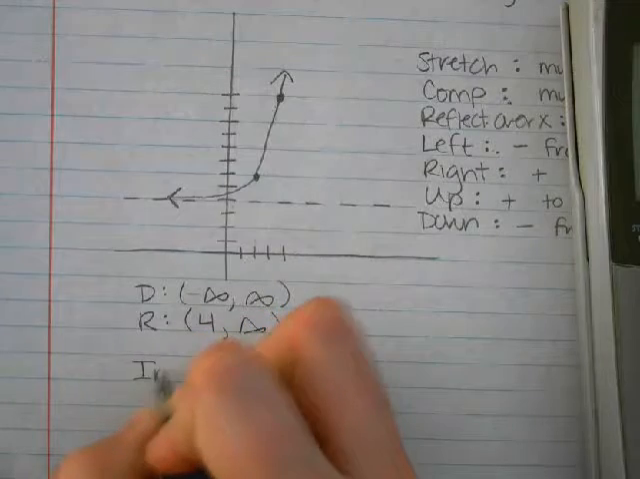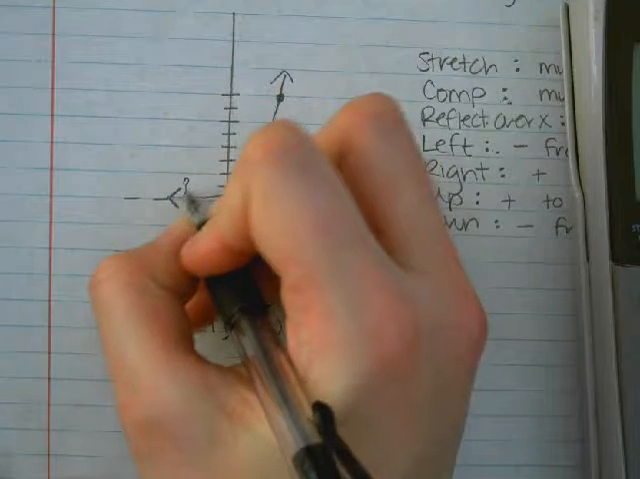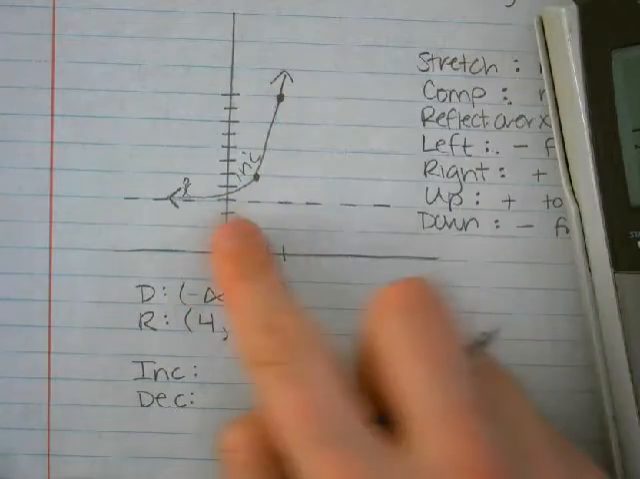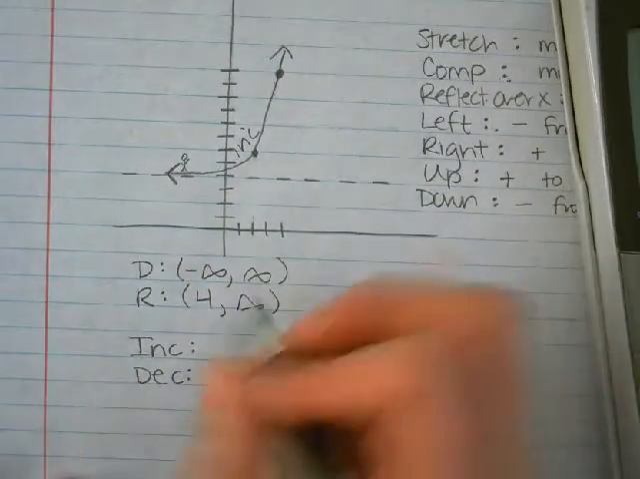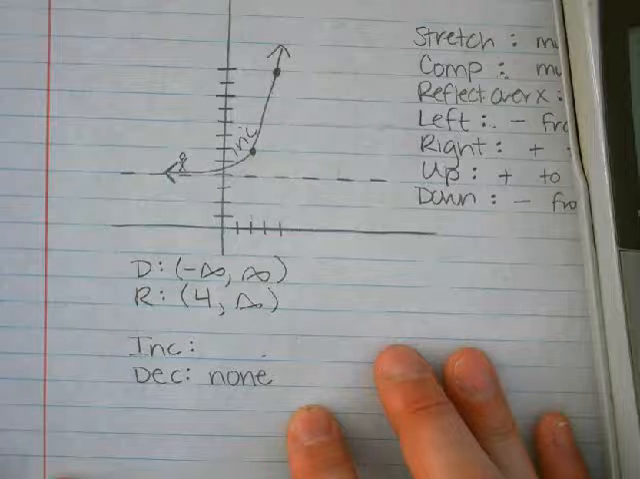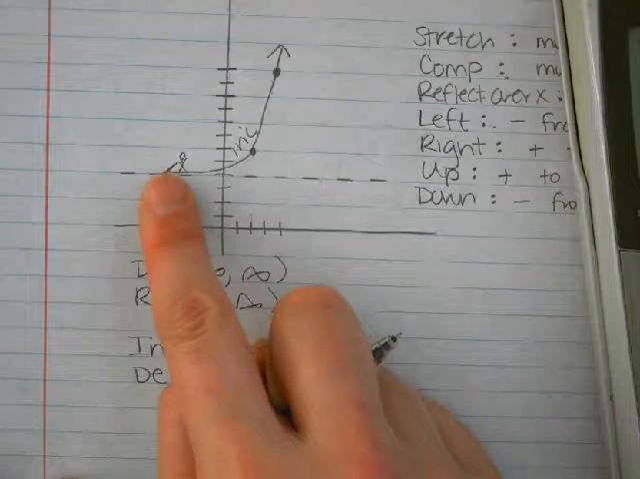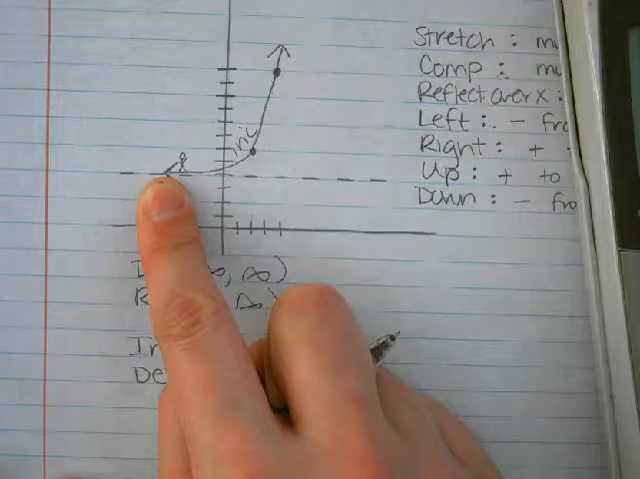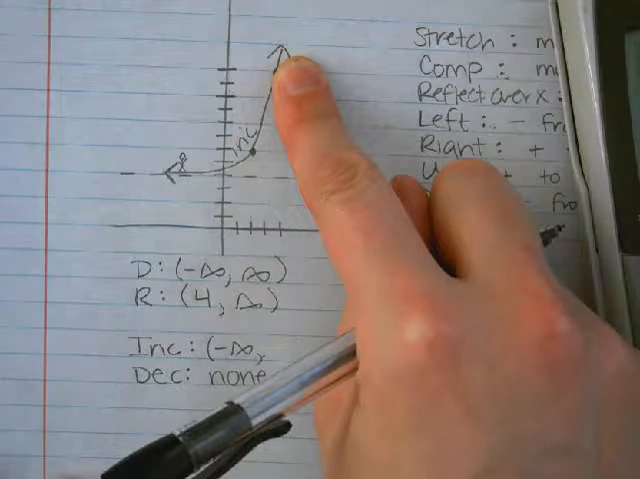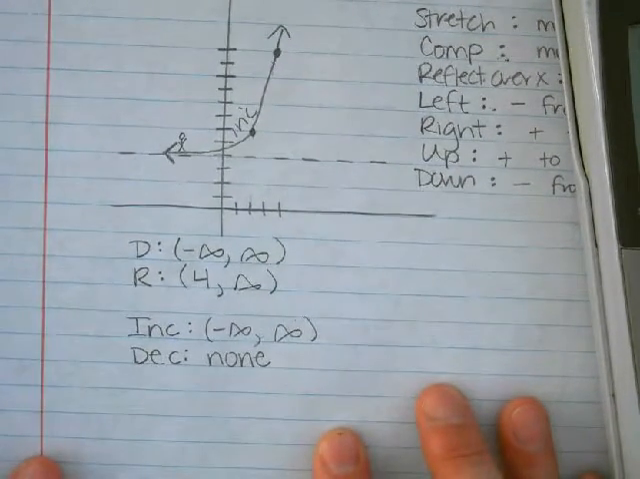Increasing and decreasing. So if I put my little stick figure on here, what is my stick figure doing? He's increasing, right? He's walking uphill. Does he ever switch to decreasing? No. So for decreasing, I'll say none. And what are the x values that we can see that he increases for? So our first x value right here is negative infinity. And our last x value over here is infinity. So we're making sure to get x values, not y values.